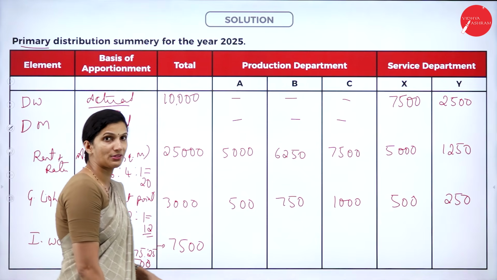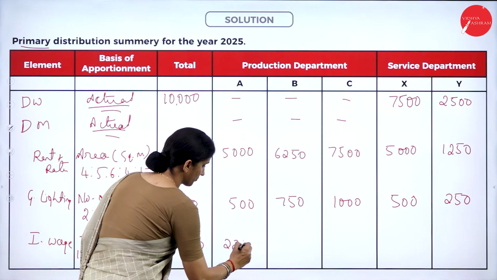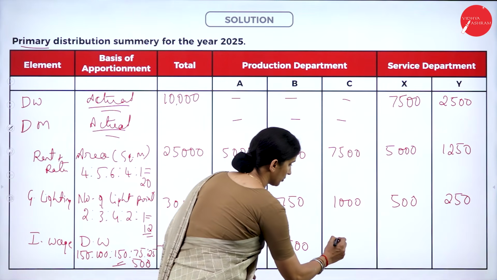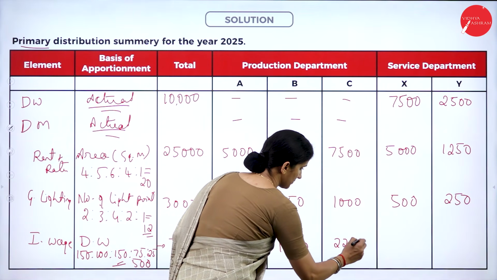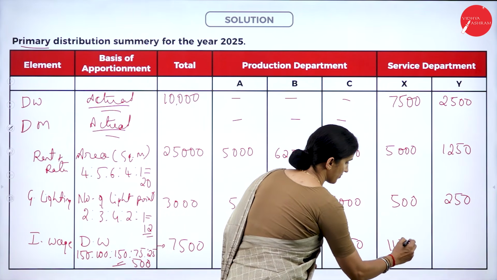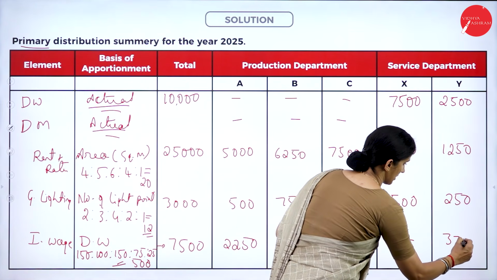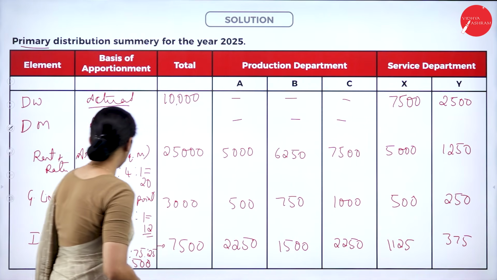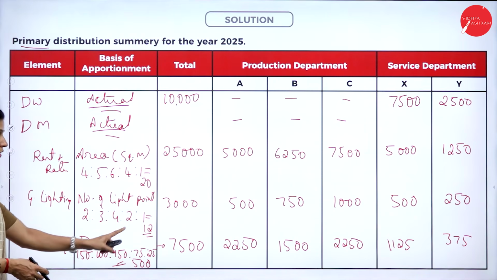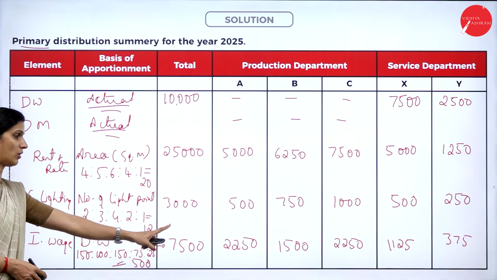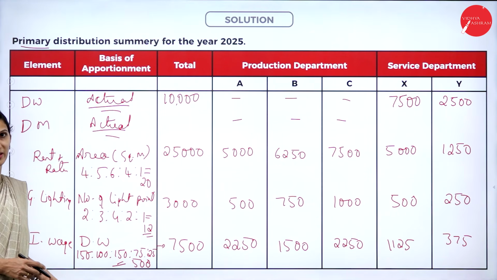So your amounts will be 2,250, 1,500, again 2,250, then 1,125. Last column, it is 375. So we have allocated the direct wage to all the departments. So we have allocated your indirect wage in all the departments by taking the direct wage as a basis.